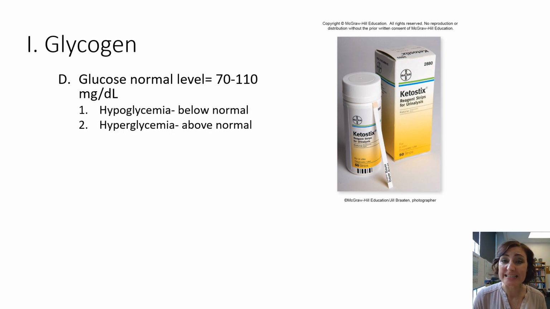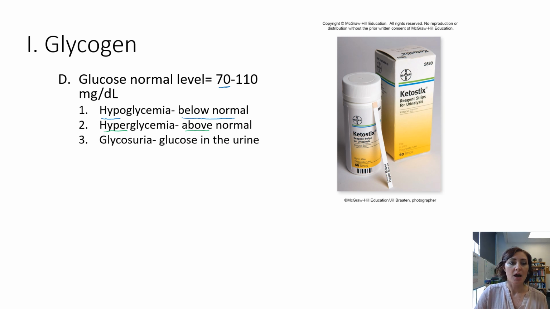If you're hypoglycemic or you have hypoglycemia, hypo means below or under. You are below normal value, so you're going to be under 70. If you're hyperglycemic, hyper is over or above, you're going to be above 110. And each of those is going to have different health consequences associated with it.